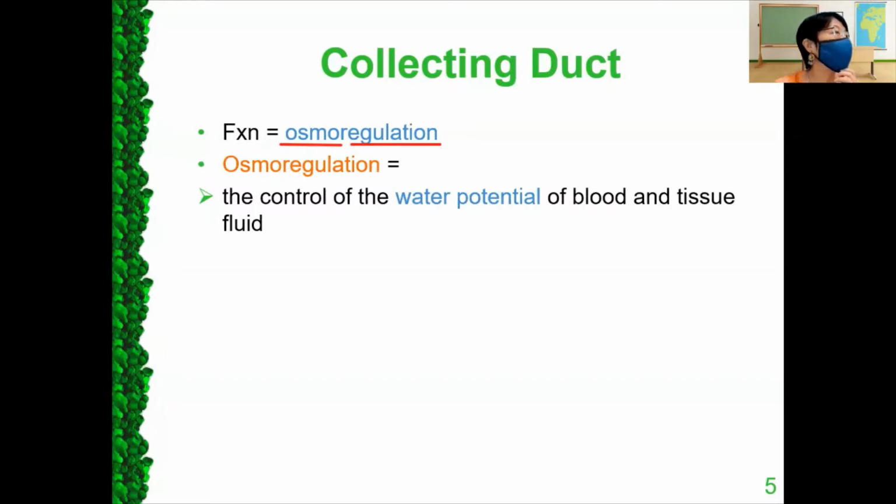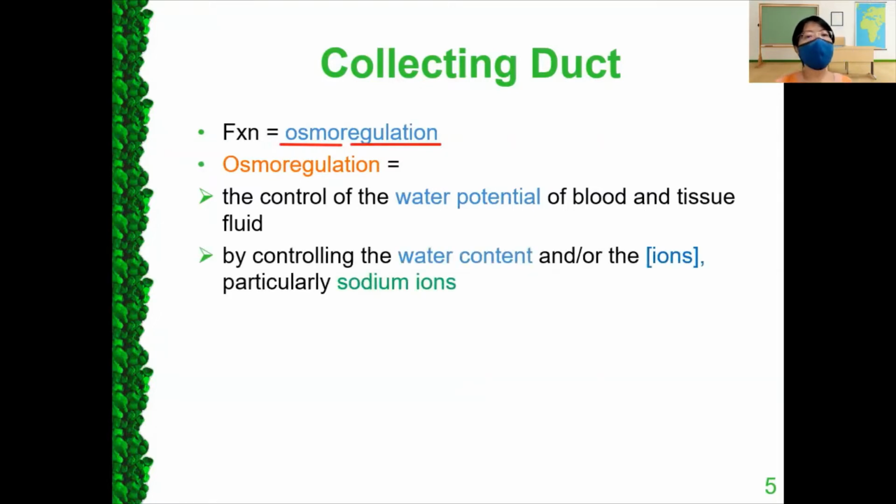Regulate means to control. Control what? Osmo means water potential. Water potential of what? Of the blood and tissue fluid and also the limb. The blood, the tissue fluid, the limb, these are all the internal environment. So how does it control the water potential? By controlling two things. Firstly, water content.